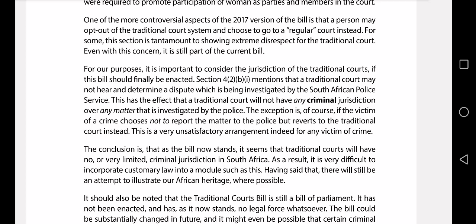One of the more controversial aspects of the 2017 version of the bill is that a person may opt out of the traditional court system and choose to go to a regular court instead. For some, this section is tantamount to showing extreme disrespect of the traditional court. Even with this concern, it is still part of the current bill.